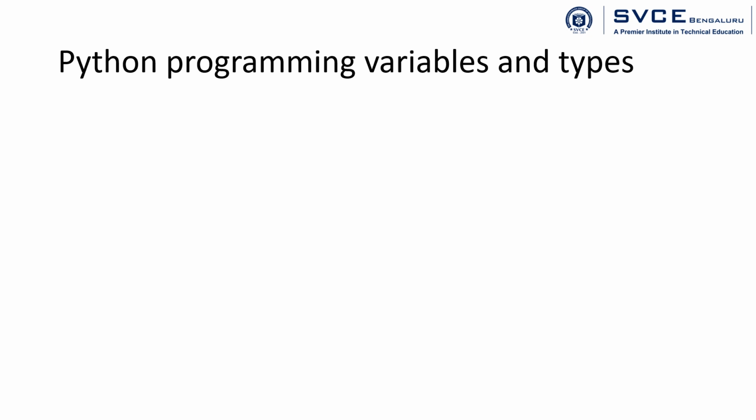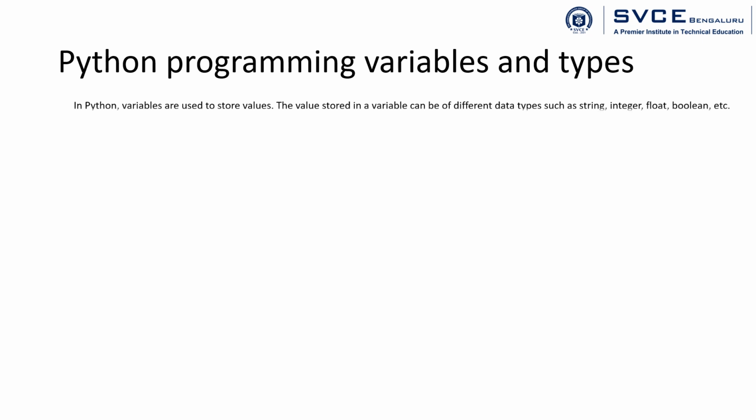In Python, variables are used to store values. The values stored in a variable can be of different data types such as string, integer, float, boolean, etc. Here are some of the most commonly used data types in Python.